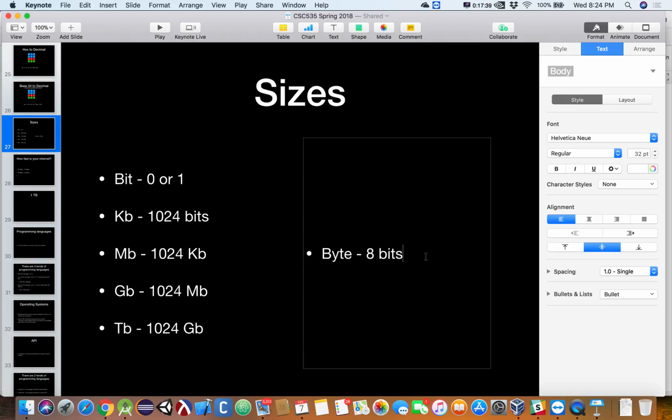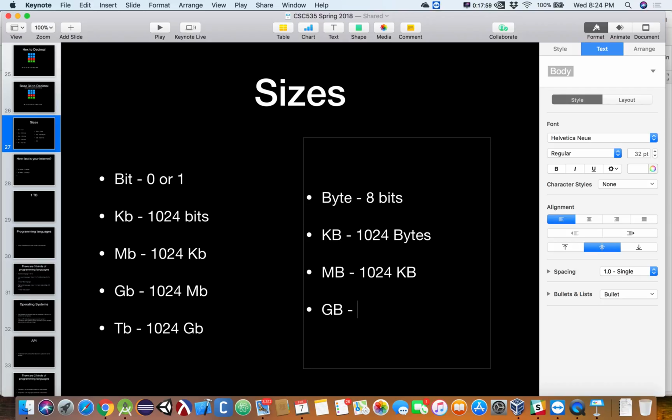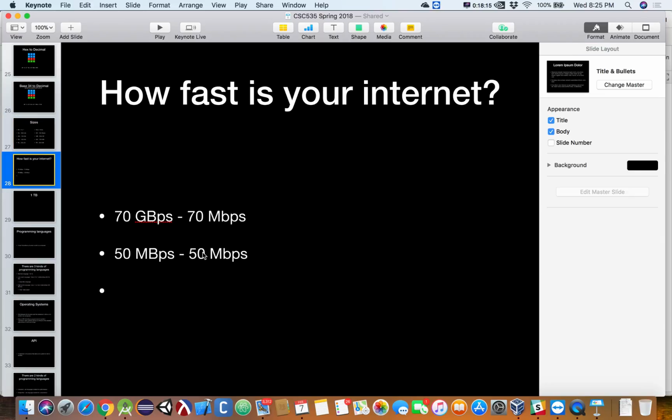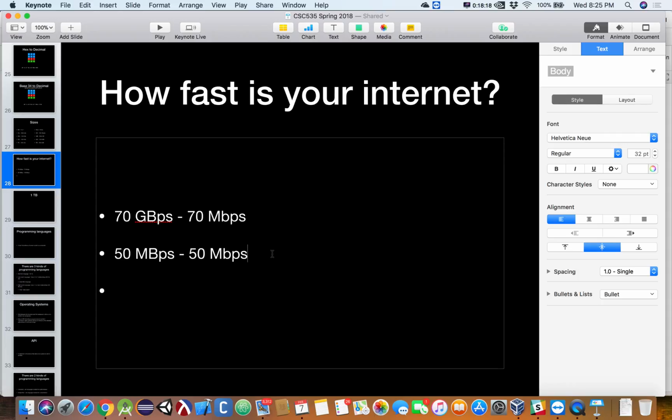So now we come over to this side. A byte is 8 bits. A kilobyte, big B, is 1,024 bytes. A megabyte, big B, is 1,024 kilobytes. A gigabyte, big B, is 1,024 megabytes. A terabyte, big B, is 1,024 gigabytes. Make sense?